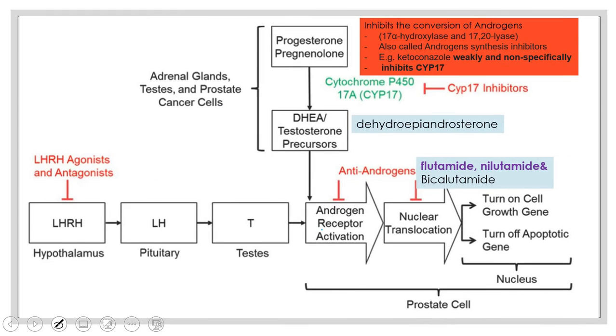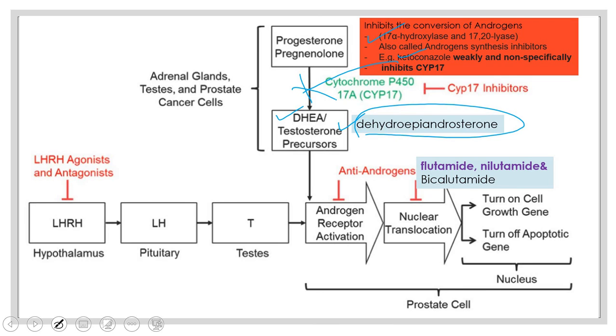So how is it? This diagram will help you in understanding. Progesterone is converted into pregnenolone, and pregnenolone is converted into testosterone and dehydroepiandrosterone. And this can be decreased by blocking the 17 alpha hydroxylase enzyme, and drugs like ketoconazole are going to inhibit this process.